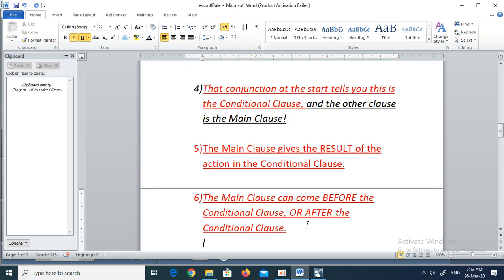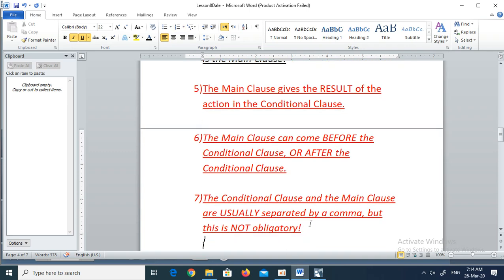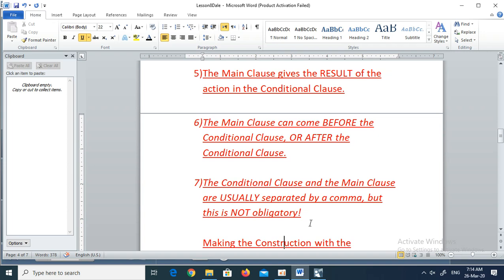Now, another very important point. The main clause can come before the conditional clause, or it can come after the conditional clause. And then, point seven. The conditional clause and the main clause are usually separated by a comma, but this is not obligatory. You do not have to put the comma. The book is saying you must, but in fact it is not a rule. It is just something that normally happens.